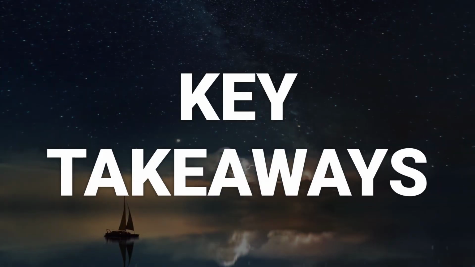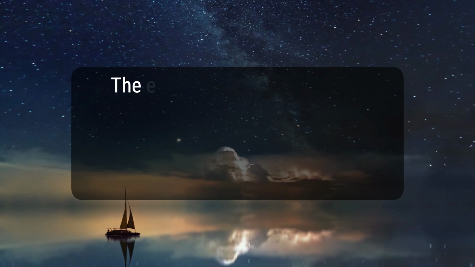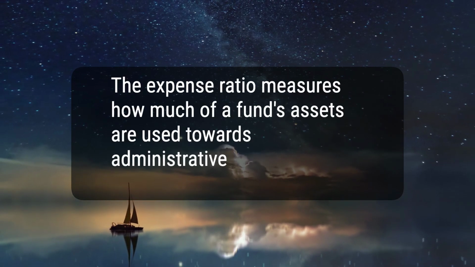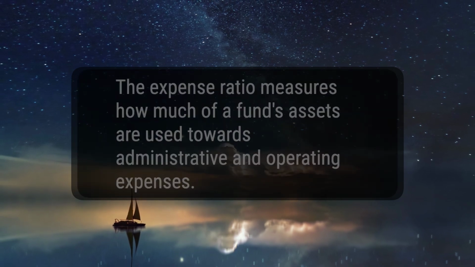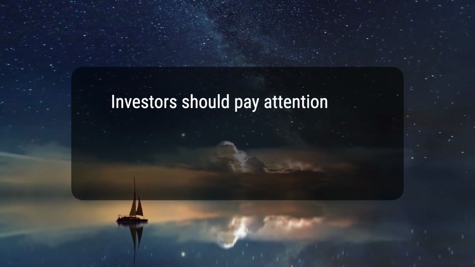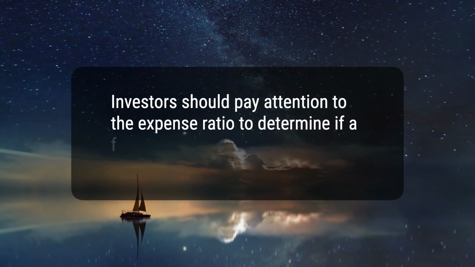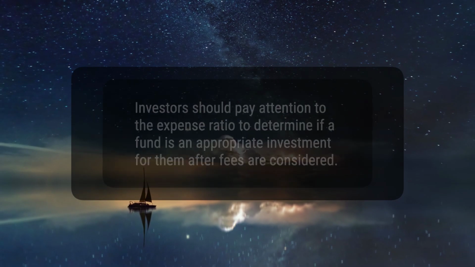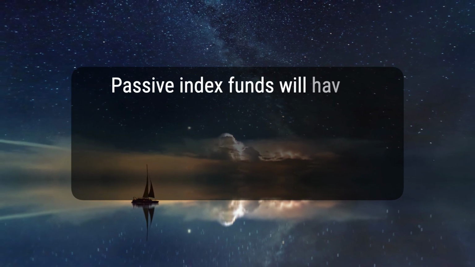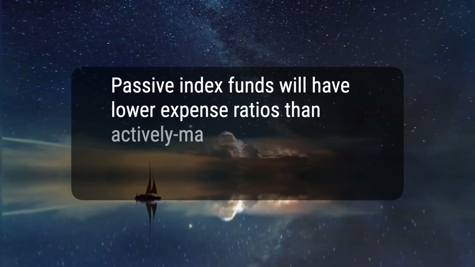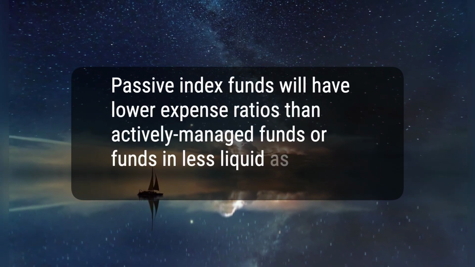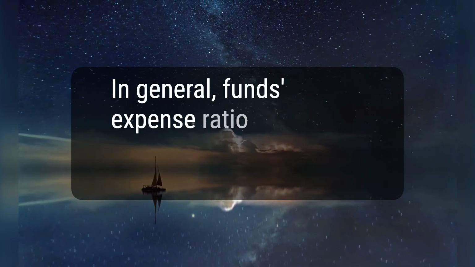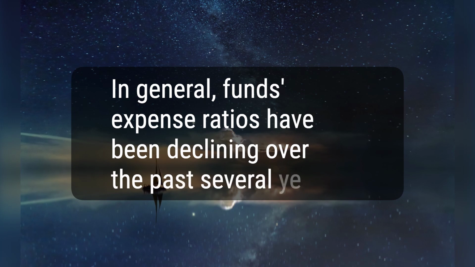Here are 4 key takeaways. 1. The expense ratio measures how much of a fund's assets are used towards administrative and operating expenses. 2. Investors should pay attention to the expense ratio to determine if a fund is an appropriate investment for them after fees are considered. 3. Passive index funds will have lower expense ratios than actively managed funds or funds in less liquid asset classes. 4. In general, funds' expense ratios have been declining over the past several years.